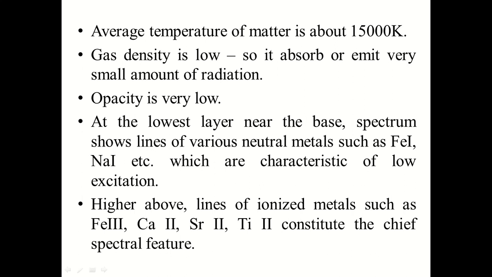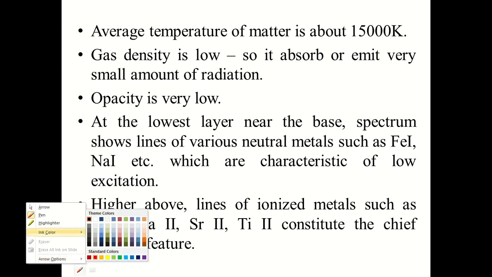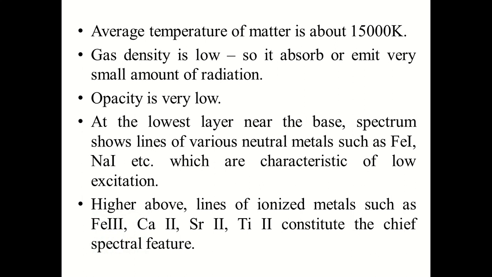The average temperature of matter is about 15,000 Kelvin. As you know, we have mentioned that the average temperature of the photosphere is 5,800 Kelvins. So the next layer to the photosphere is the chromosphere. The lower part of the chromosphere has a temperature of 5,800 Kelvins, and it increases up to around 16,000 Kelvins in the upper regions of the chromosphere. So the average temperature of this chromospheric region is 15,000 Kelvins.